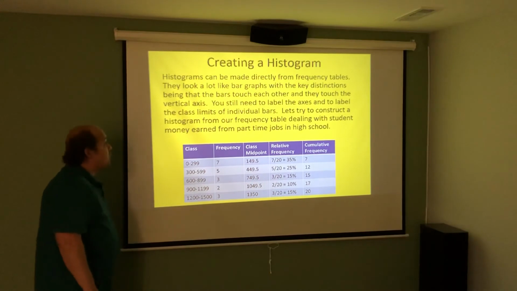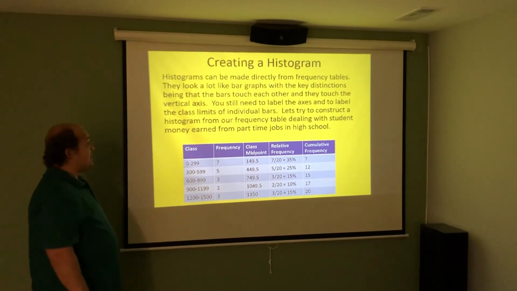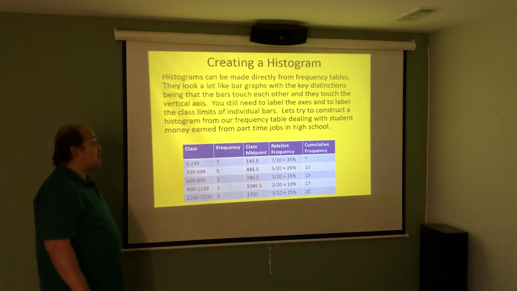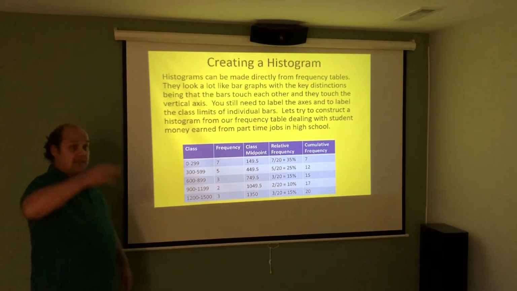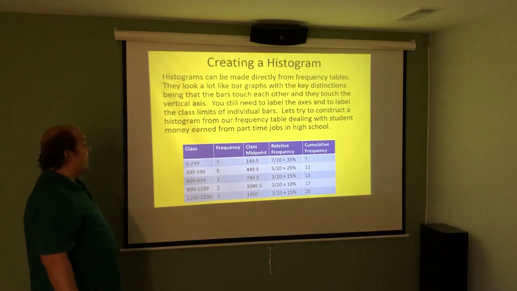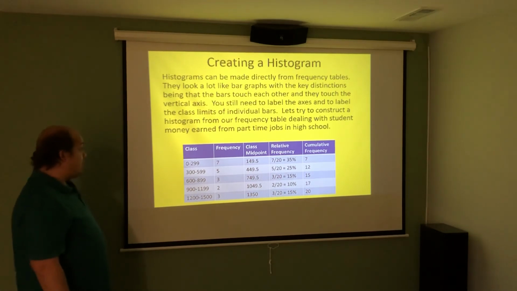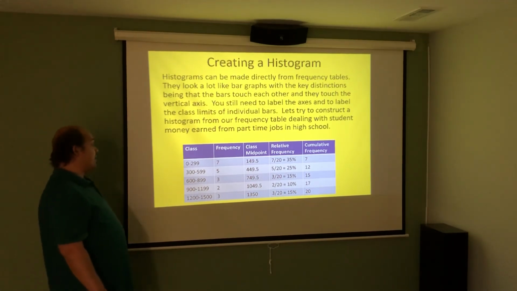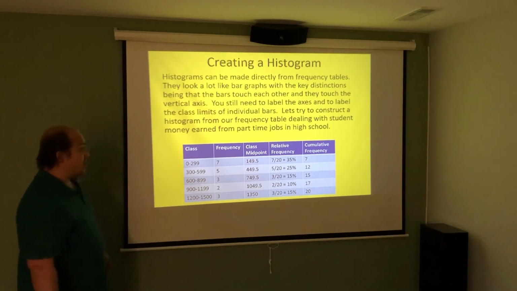So, histograms are made directly from frequency tables. They look a lot like bar graphs with a key distinction: the bars touch each other, and they touch the vertical axis. So the first bar starts touching the axis. You still need to label the axes and to label the class limits of individual bars. Let's construct a histogram from our frequency table dealing with student money earned from part-time jobs in high school.